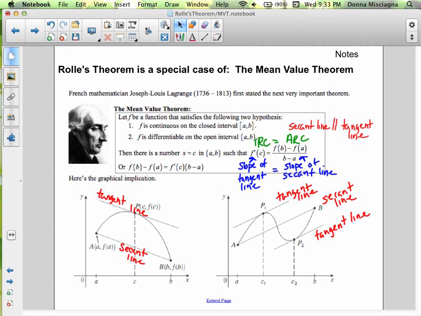And it didn't matter what I drew that to be. I had a different function last year. So long as it's continuous and differentiable, there has to be a place where the tangent line has the exact same slope as the secant line, and that's the mean value theorem.